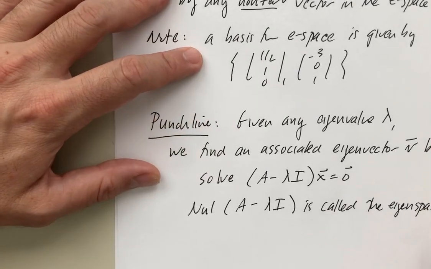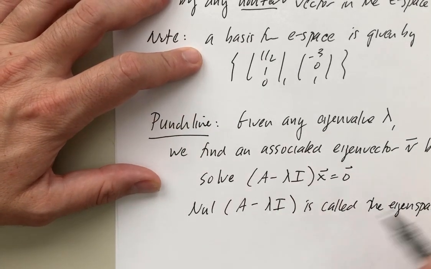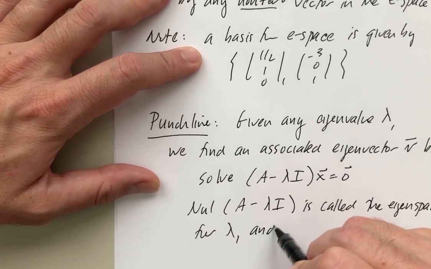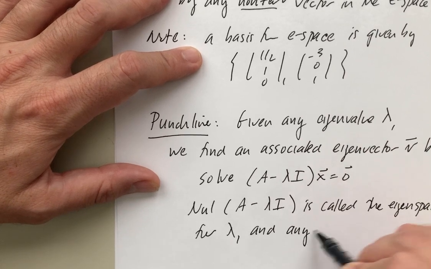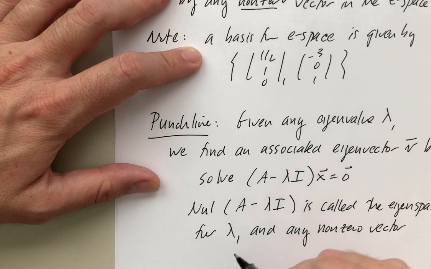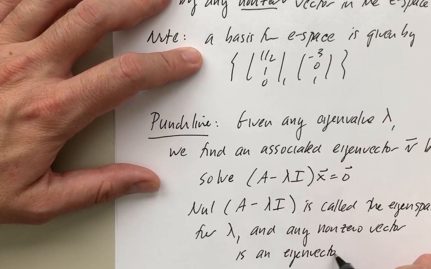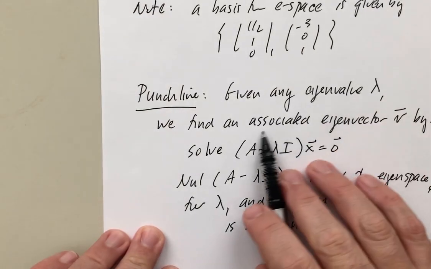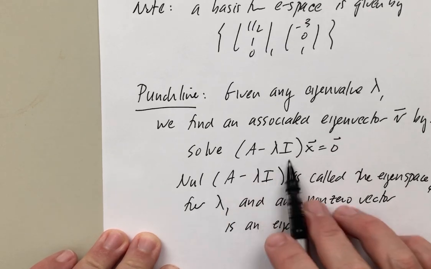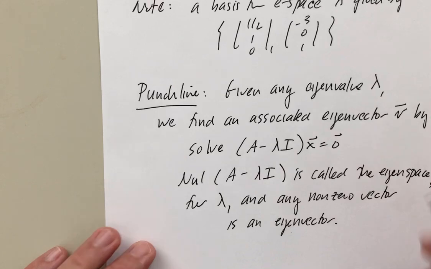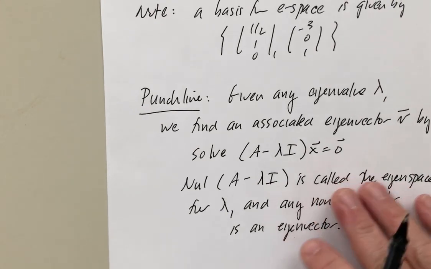Okay, and then, let's say for lambda, the eigenspace for lambda, and any non-zero vector is an eigenvector. So just to recap the steps there: we were given the eigenvalue, we solve this system. That whole solution set is called the eigenspace, and any non-zero vector is called an eigenvector. That's what we just went through.